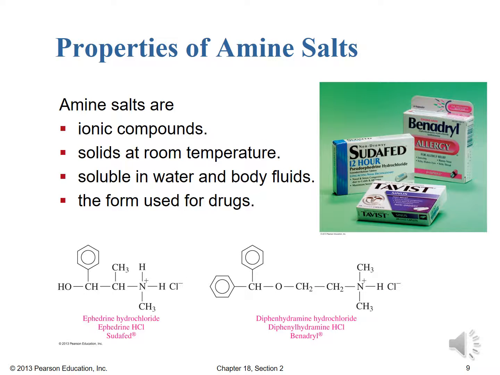Some properties of those amine salts that we generate: they are ionic compounds, so we do expect them to be higher melting, higher boiling than the plain old amines. So they are typically solids at room temperature and pressure. They tend to be much more soluble in water and in body fluids, which is why they tend to be the form used for drugs. So many drugs have that amine functional group, and in order to make them better solubility in the body, we tend to almost always make them as hydrochlorides.